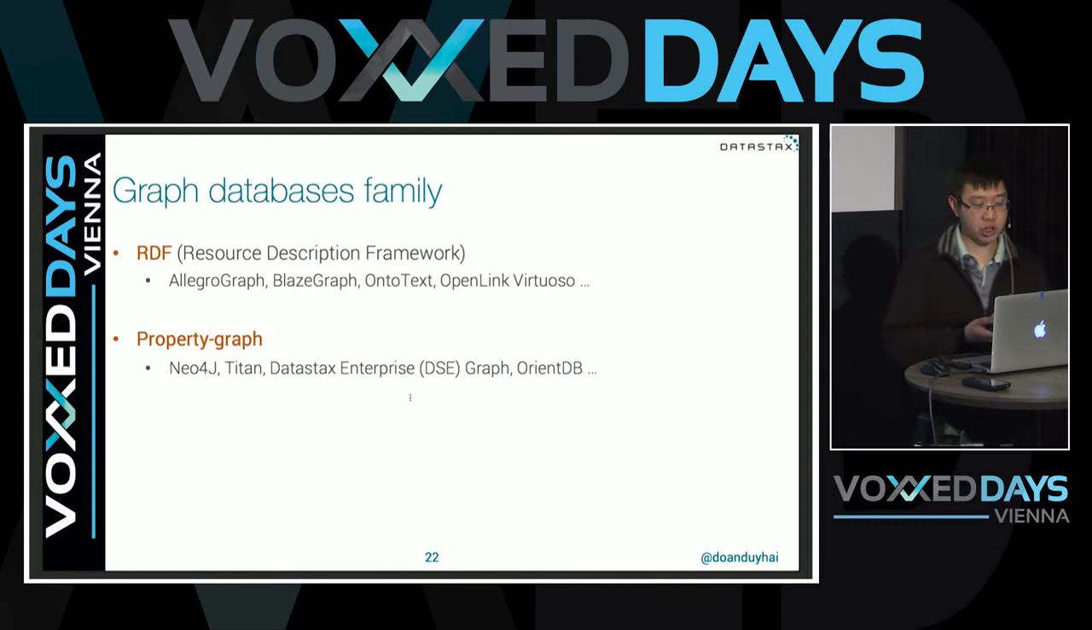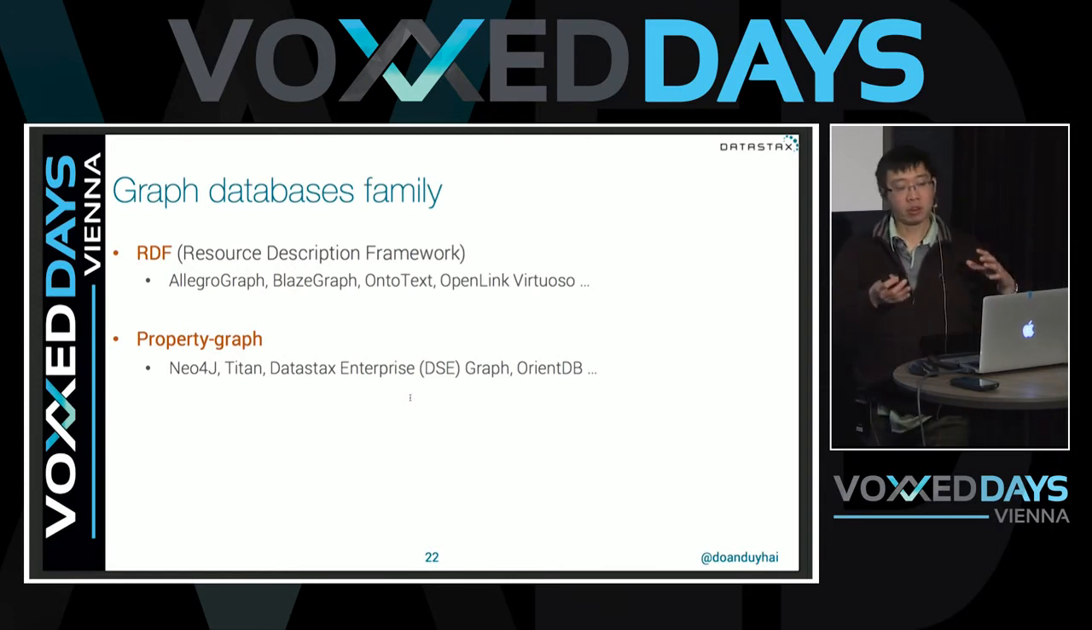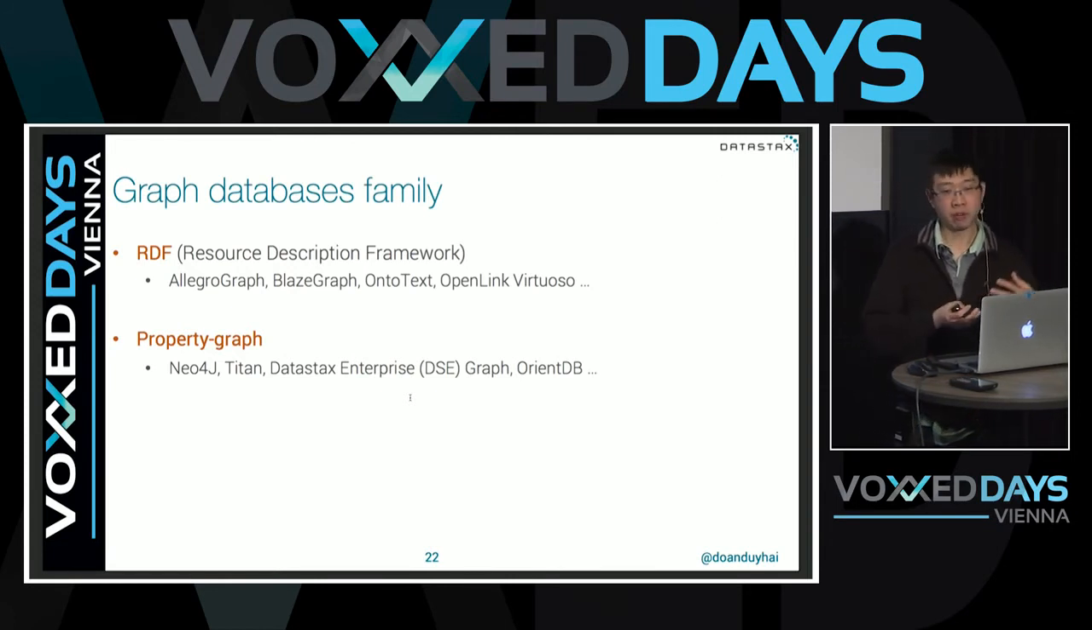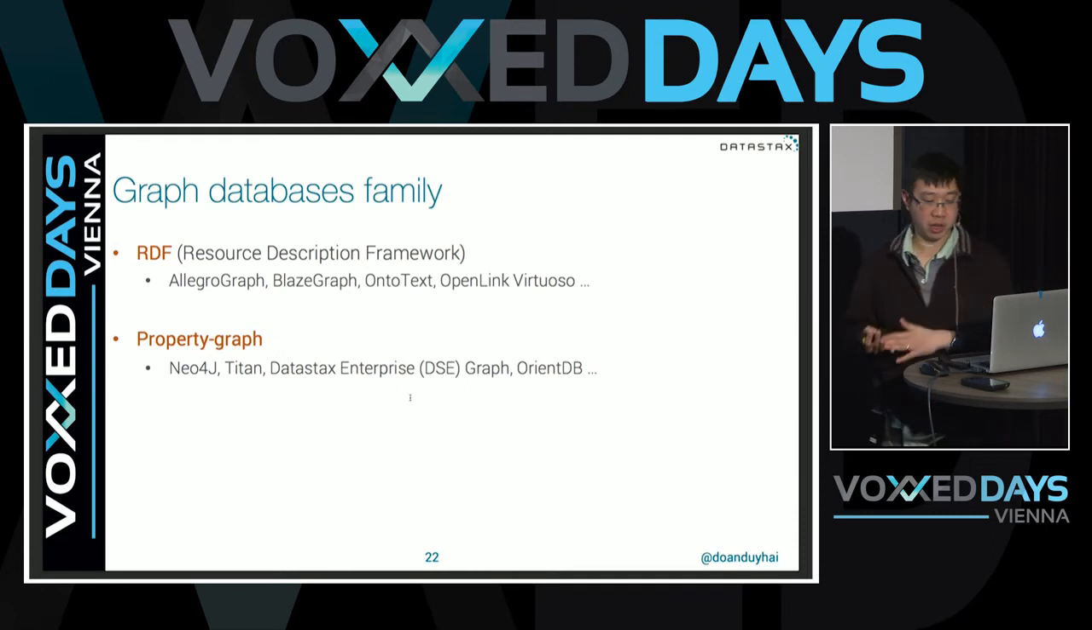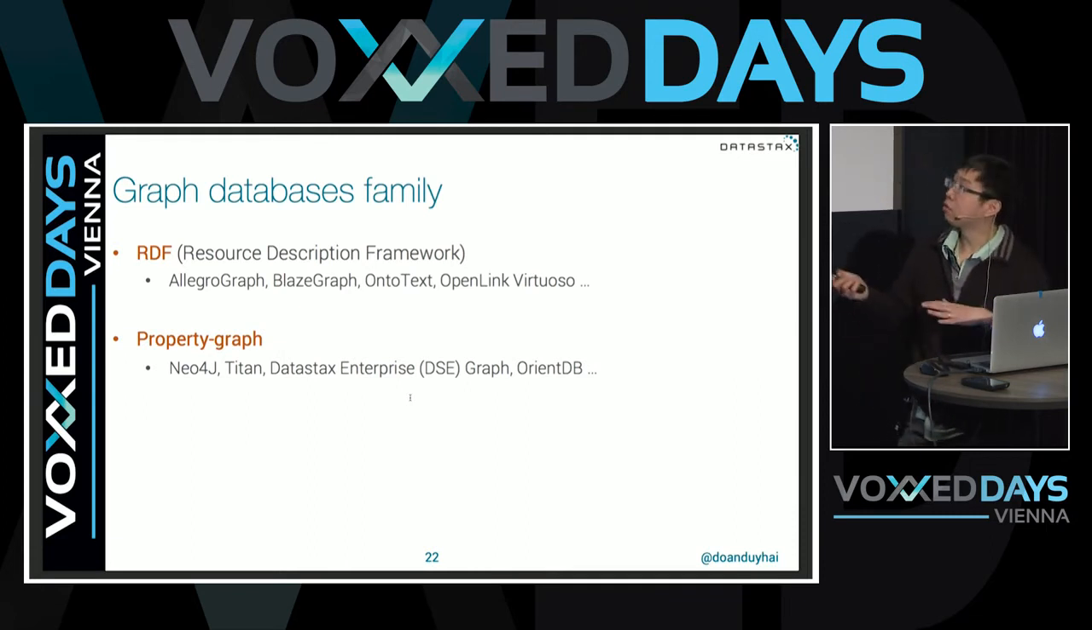Some quick definitions. In the graph databases family, you can find two types of graph database: RDF, based on the Resource Description Framework, and property graph. For RDF databases, you have AllegroGraph, Blazegraph, Ontotext, etc. And for property graph, you have Neo4j, for example, Titan, DataStax Enterprise Graph, OrientDB. And this talk will only focus on property graph.